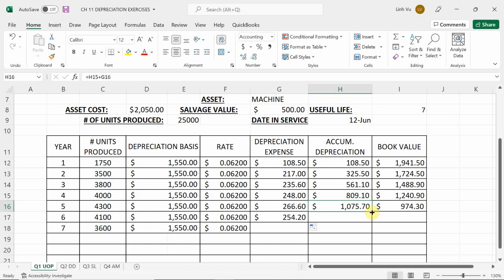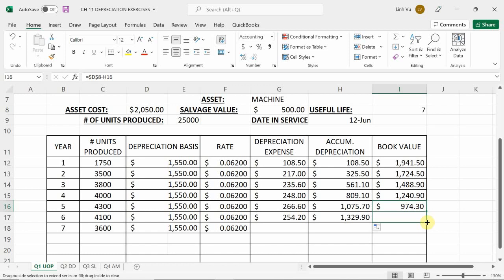1,075.70 add 254.20. I got 1,329.90. So now we minus this number, 1,329.90, from 2,500.00 minus 139.90. Okay, I got 1,910.1.